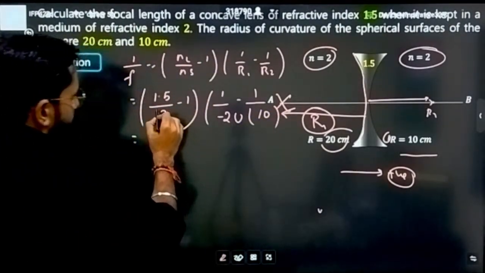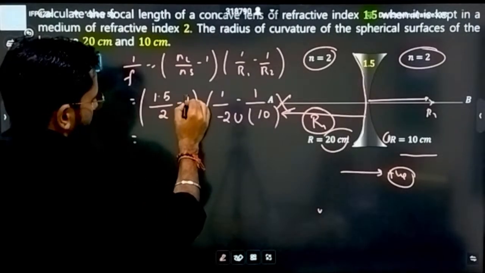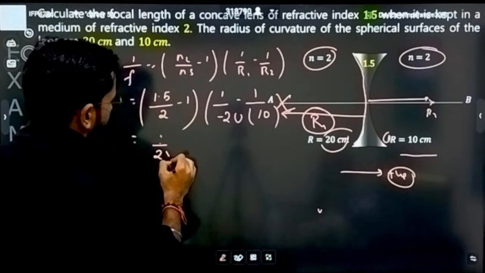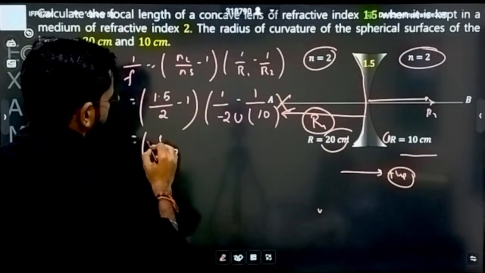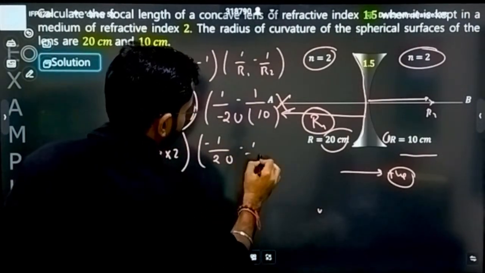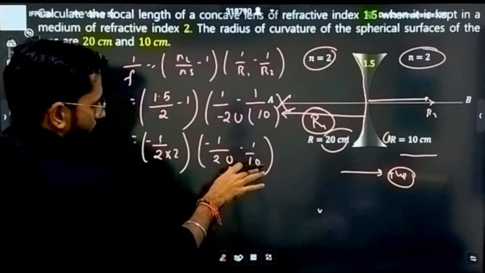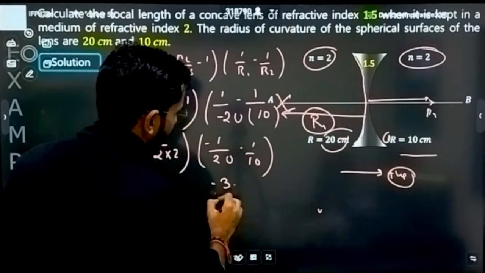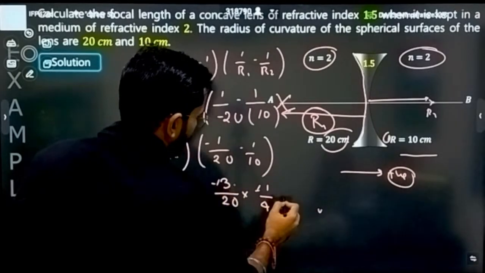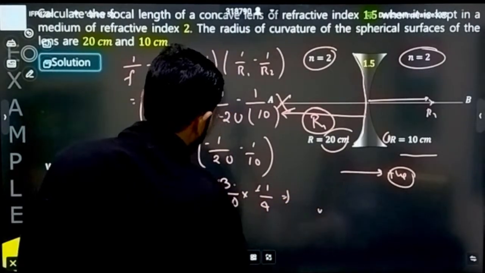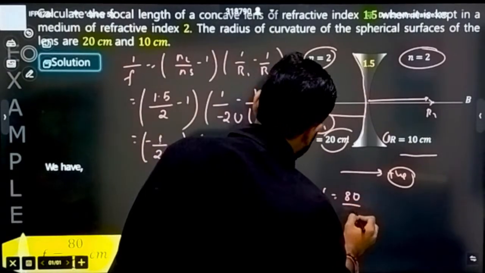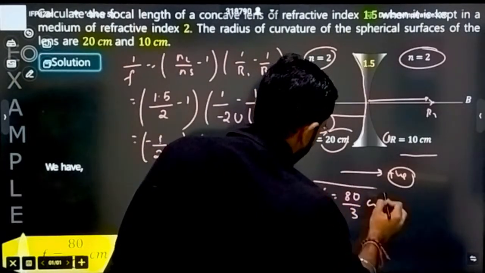Okay, fine. Let's solve it. Here it will become minus half divided by 2, that means minus 1 by 4, that is already here. Here it is minus 20, here it is minus 10. Take the LCM. Here it will become minus 3 divided by 20 and here minus 4, cancel. It is equal to 1 by f. So f can be written as 80 divided by 3 centimeter, in positive.